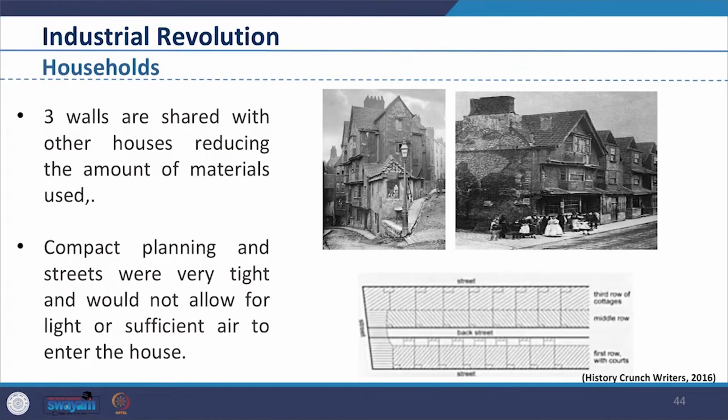They were built in courts. The major principle that was followed was 3 walls were shared with other houses, reducing material usage. The units were very compact and cramped. The streets were very narrow that would not allow light or sufficient air to enter through the house.